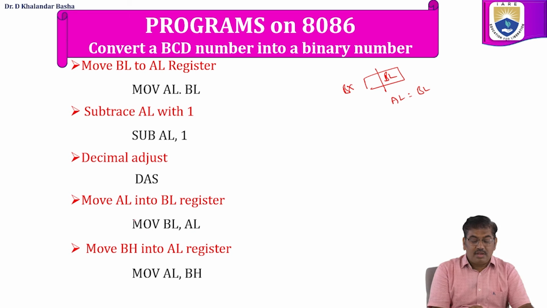Next, after converting into packed BCD, we will place it back into the AL register. Then the upper 4 bits, that is the BH register, we will fetch into the AL register by using the instruction MOV AL, BH register.